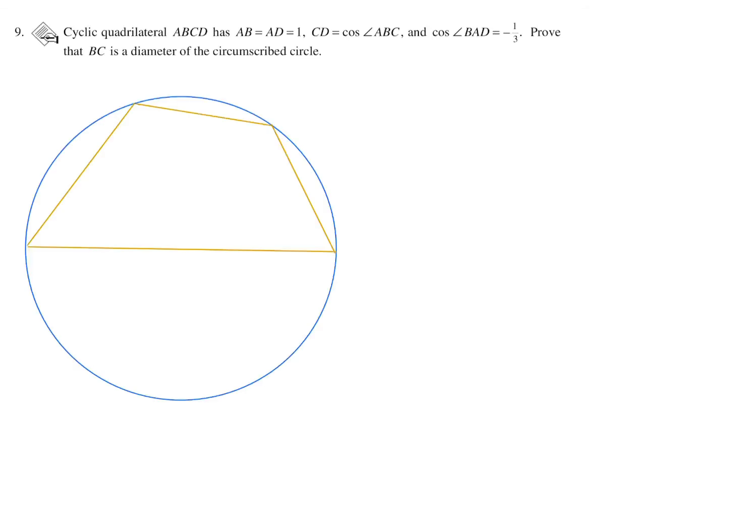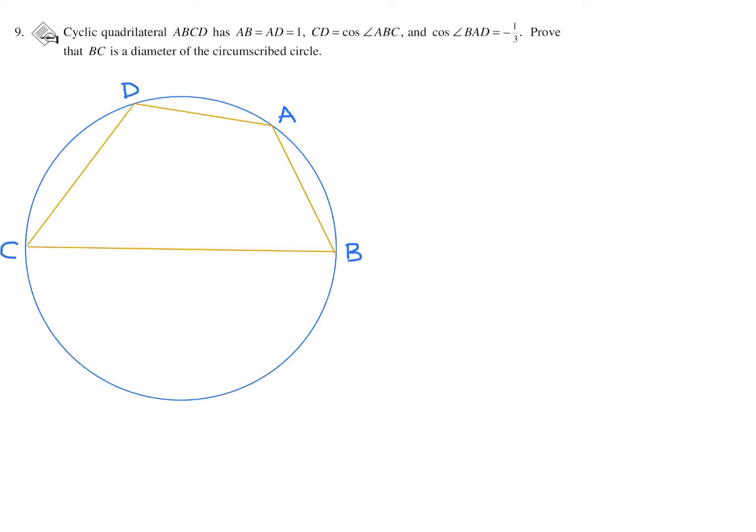Cyclic quadrilateral ABCD has AB equals AD equals 1. CD is equal to the cos of angle ABC, and cos of angle BAD is negative 1/3. Prove that BC is a diameter of the circumscribed circle. So let's first draw a diagram. So here is a cyclic quadrilateral inside a circle, and I'll label this A, B, C, D. So here's A, B, C, and D.